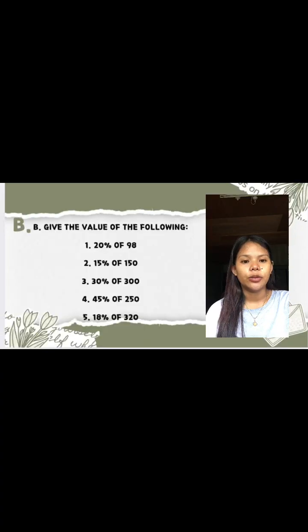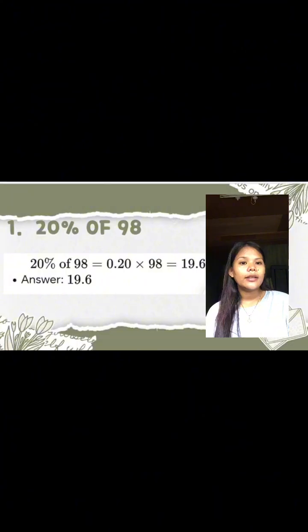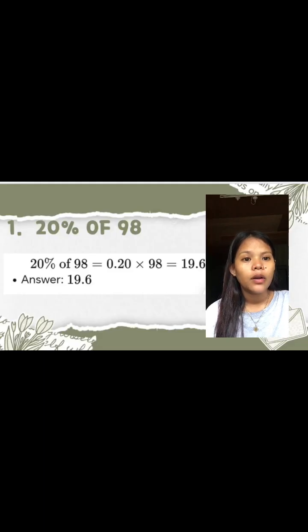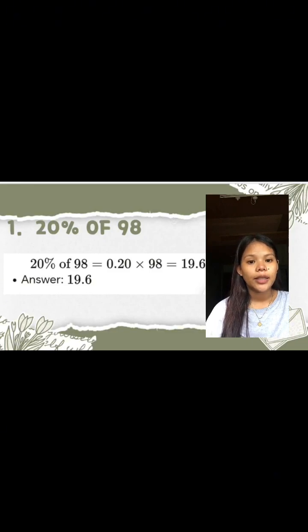Next is letter B. Give the value of the following. Number 1 is 20% of 98. To find 20% of 98, multiply 98 by 0.20. 20% becomes 0.20 when you multiply it. So 0.20 times 98 equals 19.6. It is so simple to get the answer.